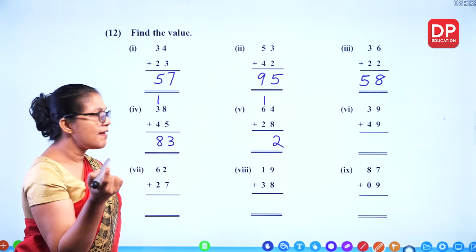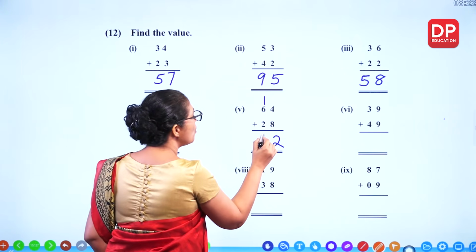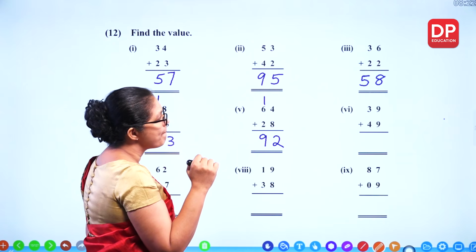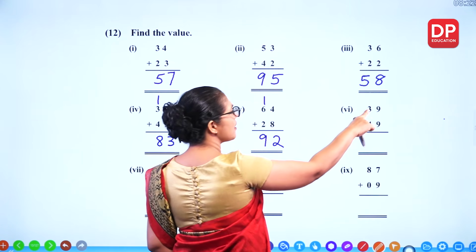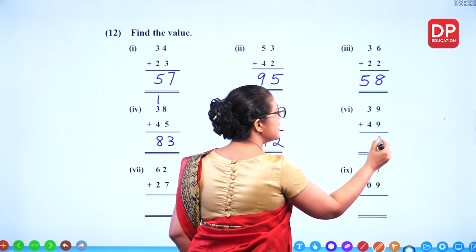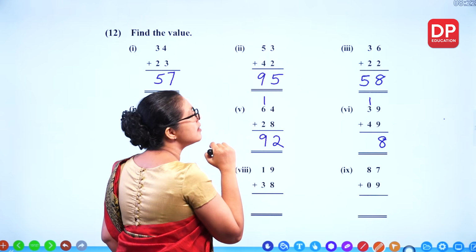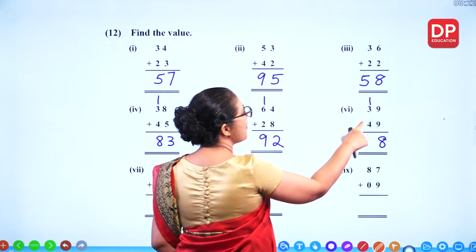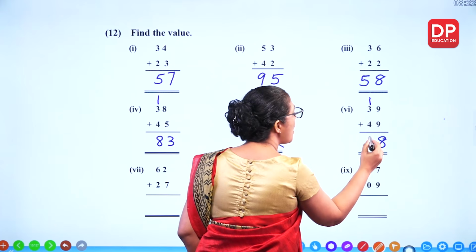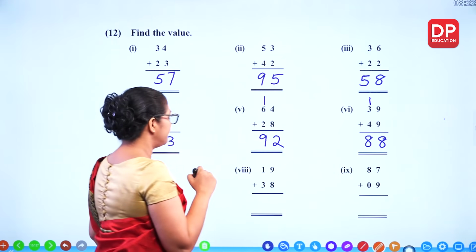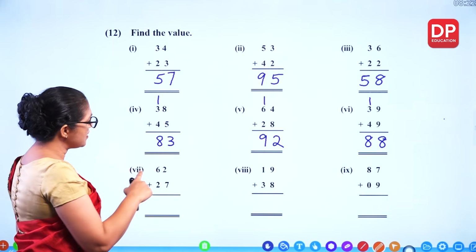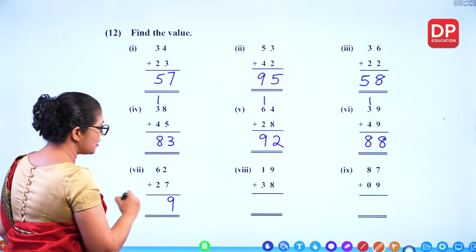6 plus 1, 7. 7 plus 2, 9. This one, 9 and 9, 18. Put 8 and take 1 to the tens place. 4 plus 3, 7. 7 plus 1, 8. This one, 7 plus 2, 9. You get a one digit number.